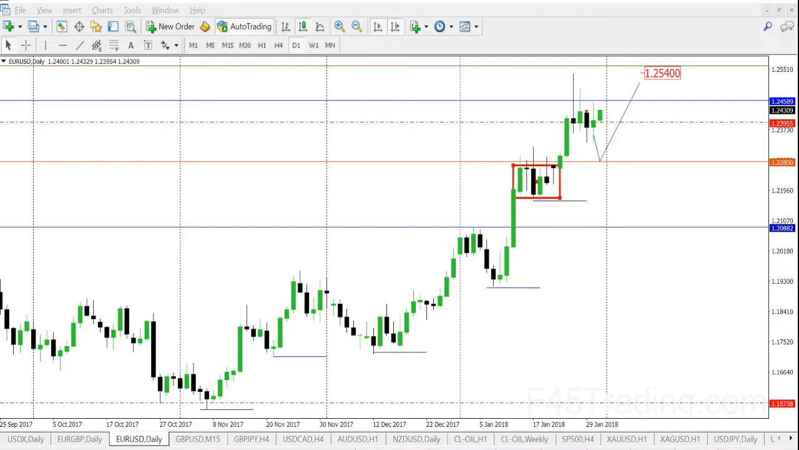And anyway, back to the Euro USD. I don't know why I was thinking that all of a sudden. So price didn't quite come down here into the consolidating area.